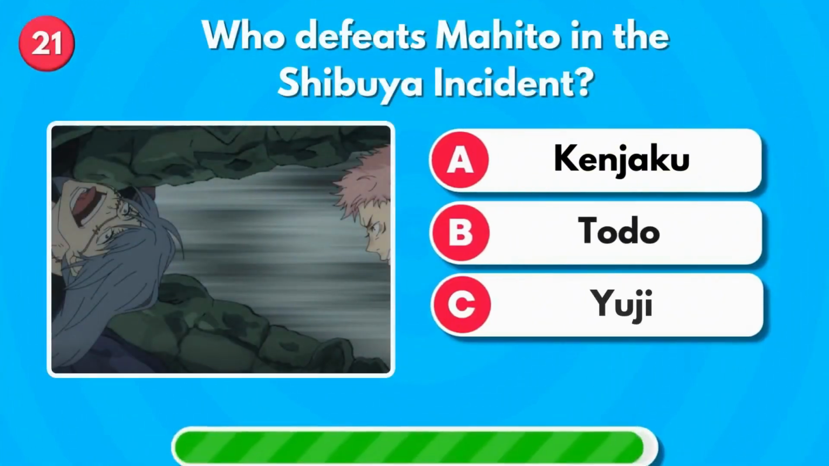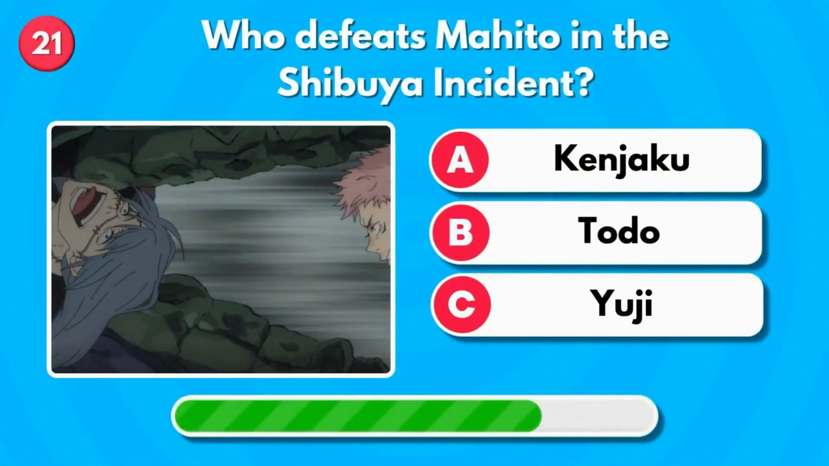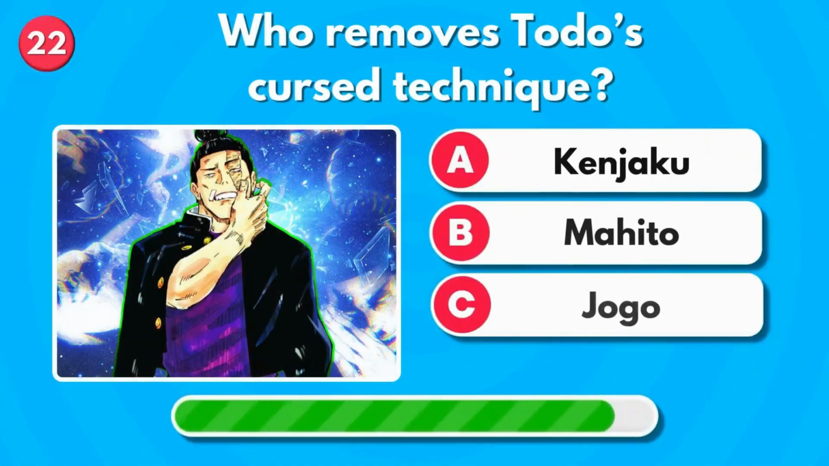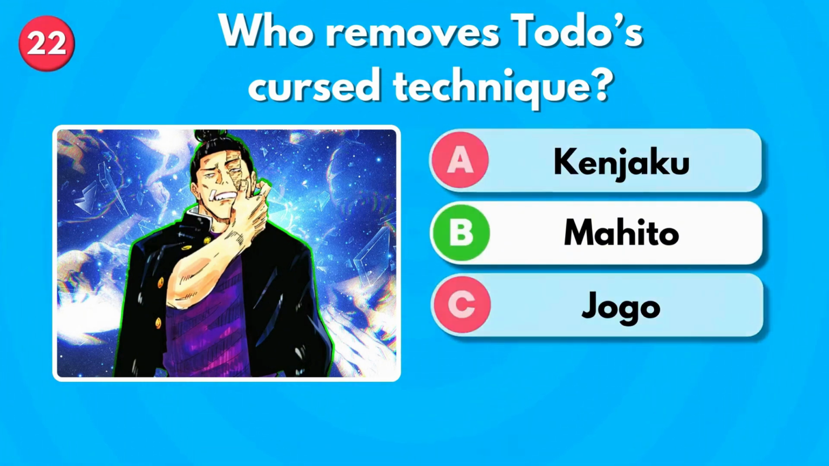Who defeats Mahito in the Shibuya incident? Kenjaku. Who removes Todo's curse technique? Mahito.